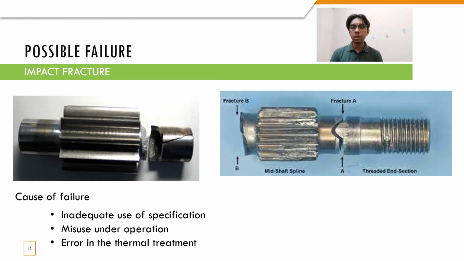Impact fracture. Impact fracture is a form where a metal separates into fragments due to stress applied at a temperature below the metal melting point. It can be classified as either ductile or brittle, depending on the elongation pattern. Gear shafts are one of the components that commonly have an impact fracture. This is due to inadequate use of specification, misuse or overload under operation, and error in the thermal treatment.